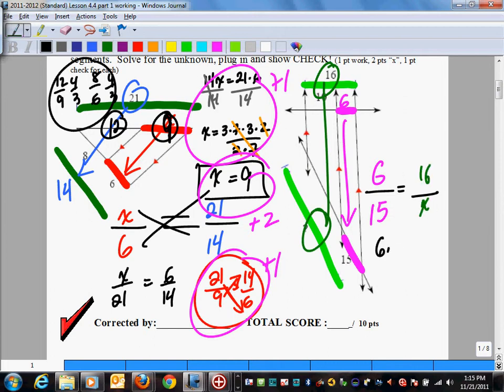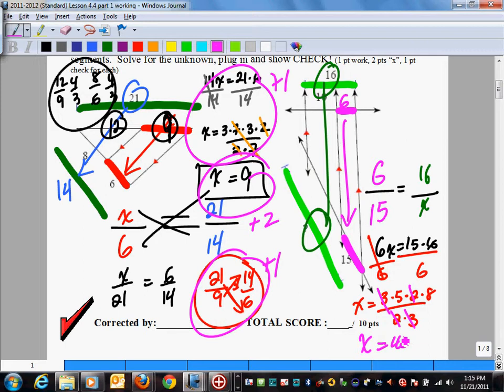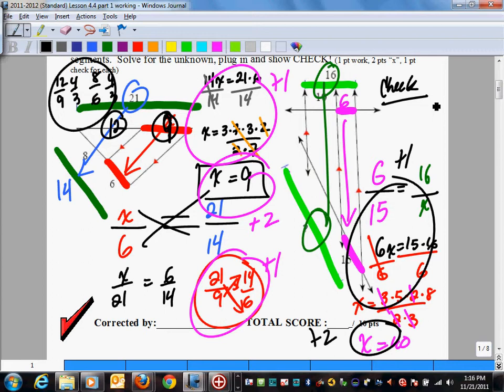Again, cross multiply, 6x equals 15 times 16. Rather than actually multiply, I'm going to factor. 3 times 5, 2 times 8, 2 times 3. Goodbye 2s, goodbye 3s. X equals 40. Then they plug it in, and you should see a check there. What's worth points? 1 point for this, 2 points for this, 1 point for some sort of check. At the bottom, it's 4 and 4. Top is 2, so it's 8 and 2.